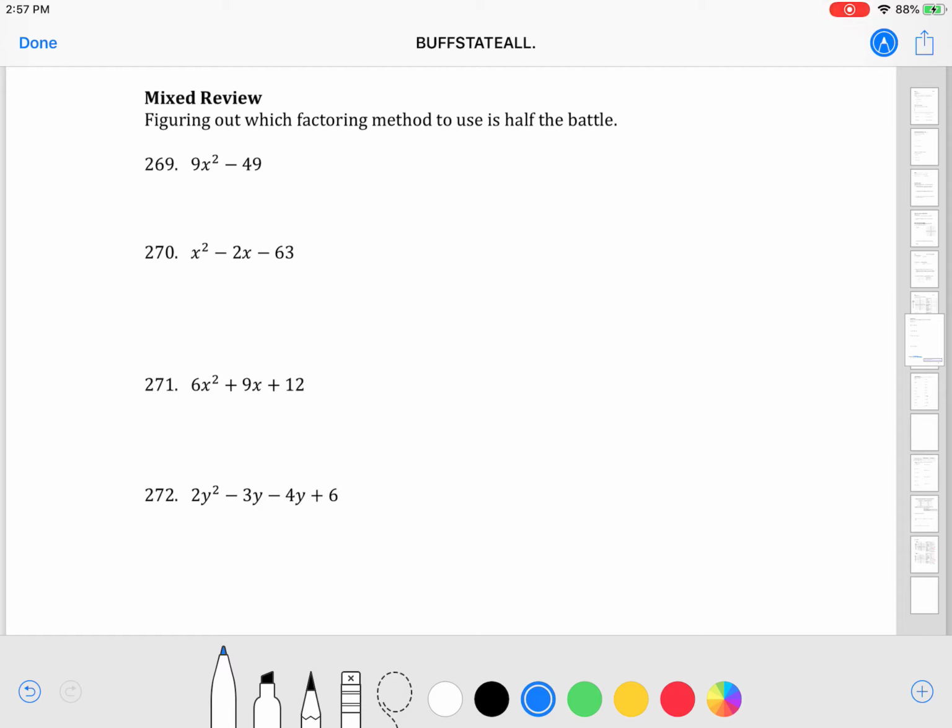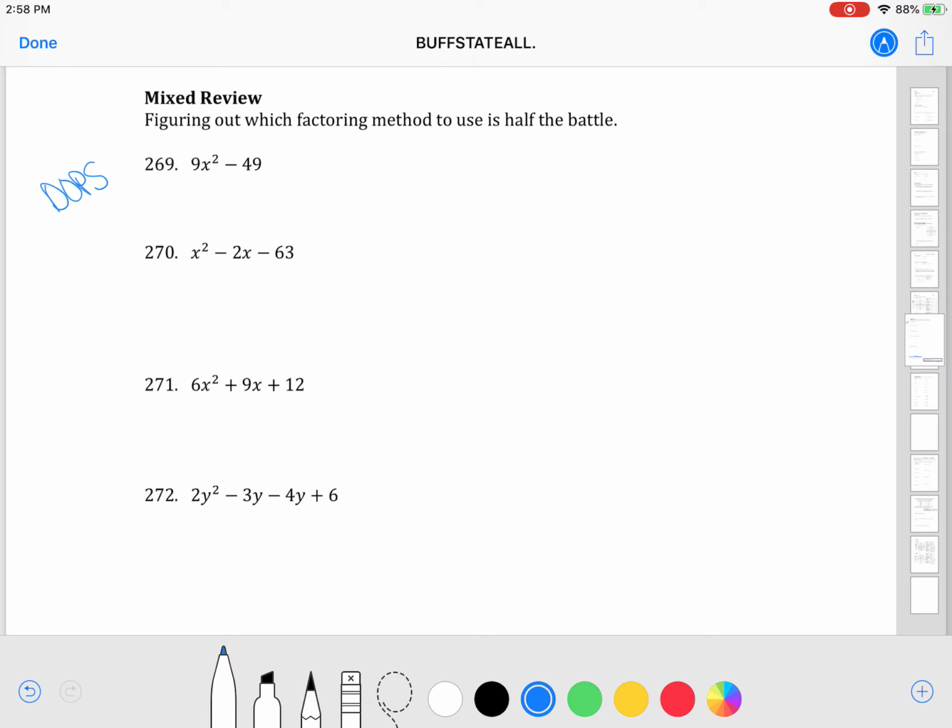Next, I count my terms. There are 2 terms here. Try to think back real quick. What type of factoring goes along with 2 terms? It's DOPS. But you also have to make sure it has the difference of perfect squares set up. Difference means subtraction, which I have, and 9 and 49 are perfect squares, so I'm in the correct setup.